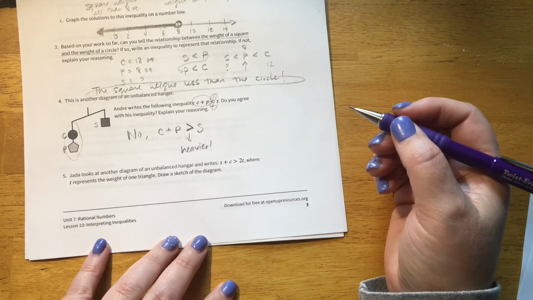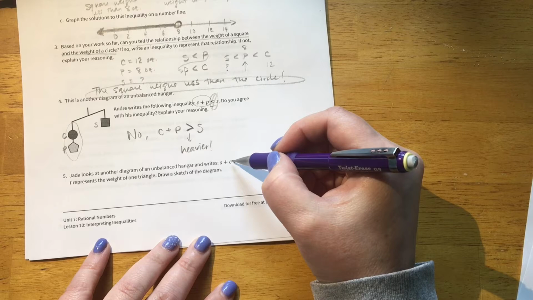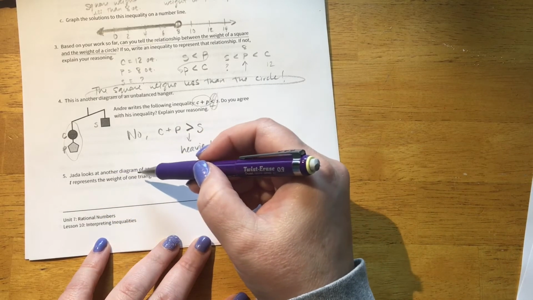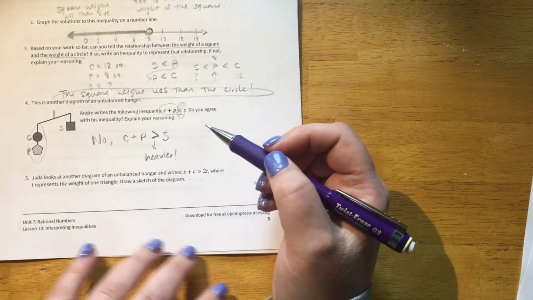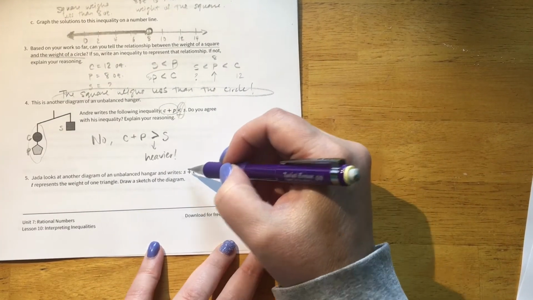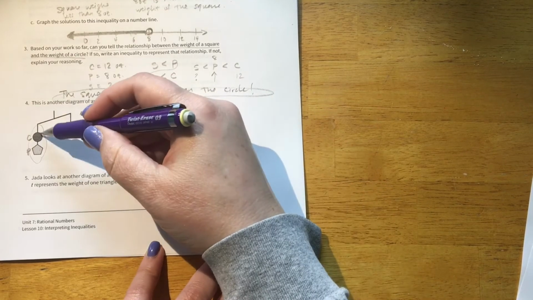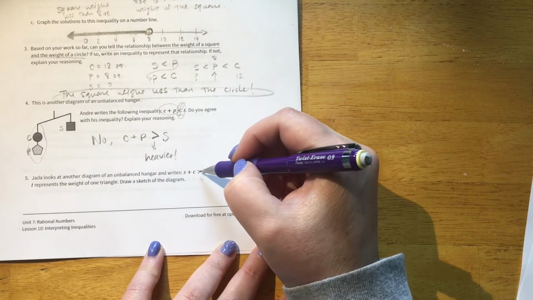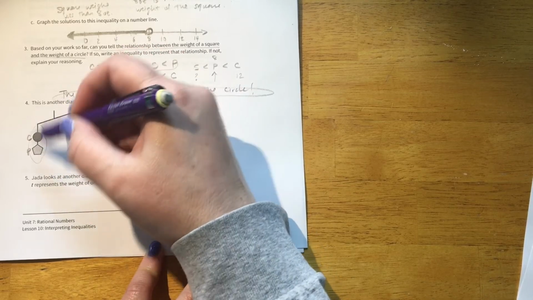Jada looks at another diagram of an unbalanced hanger and writes S plus C is greater than 2T, where T represents the weight of one triangle. Draw a sketch of this diagram. Okay, greater than. So S plus C, square plus circle. Very similar to this, we're going to have 2 shapes on one side, and that's greater than. Again, heavier means that's going to be the lower end.